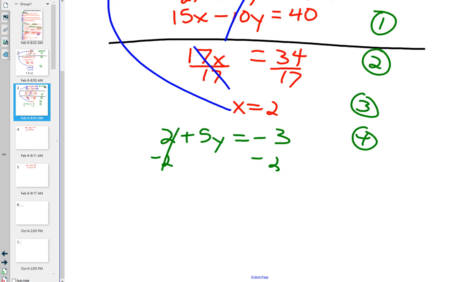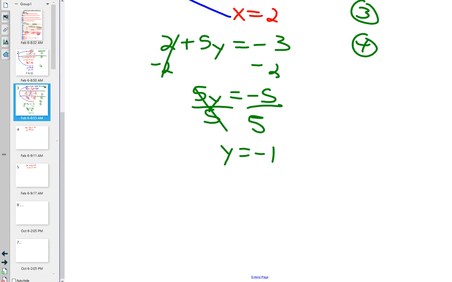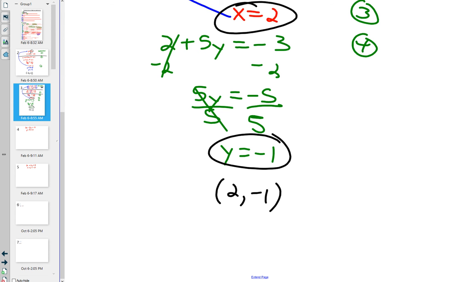-2 minus 2. 5y is equal to -5 divided by 5. Y is equal to -1. So without drawing a picture, I now know that these two lines are going to cross. Where are they going to cross at? At 2, -1. If you're not sure what the order is, it's alphabetical order. 2, -1. Mucho bueno.